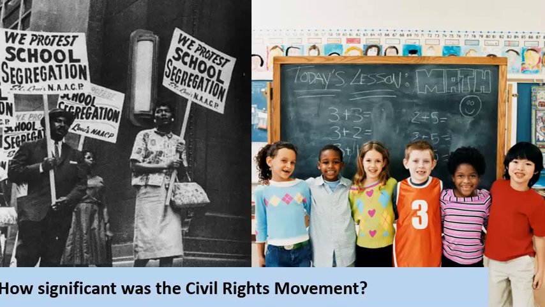Looking at these two images, what we can see is on the left-hand side a protest against school segregation, in this instance sponsored by the NAACP, the National Association for the Advancement of Colored People, and you can see a more modern classroom in the US on the right-hand side of this slide, where you can see that segregation doesn't happen anymore, the schools are now mixed, and you will see people of all ethnicities in schools.